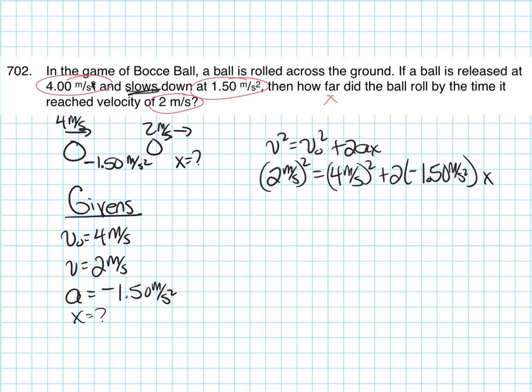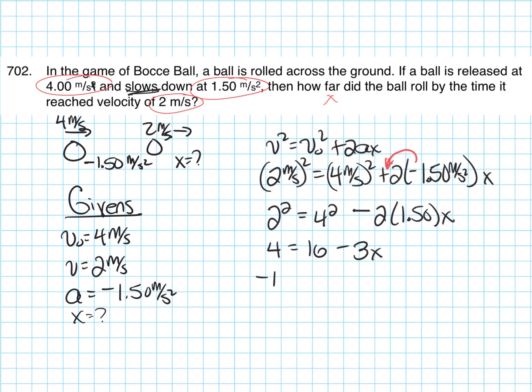Okay, let's get rid of the units for a moment just so we can see what we have. So that'll be 2 squared is equal to 4 squared minus 2 times 1.50 times x. So you can see I took this negative sign and just, since everything's multiplied together, pulled it out like that. All right, so that's going to be 4 is equal to 16 minus 2 times 1.5, that's 3x. So subtract 16 from both sides, that'll be negative 12. And that's equal to negative 3x.